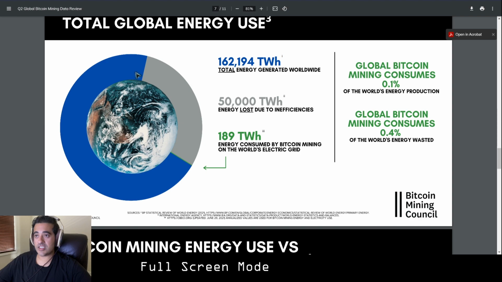This is energy lost. This is energy generated. And this tiny little sliver of a green line in between is the amount that Bitcoin uses. Global Bitcoin mining consumes 0.1% of the world's energy production. Insane. It also consumes 0.4% of the wasted energy.